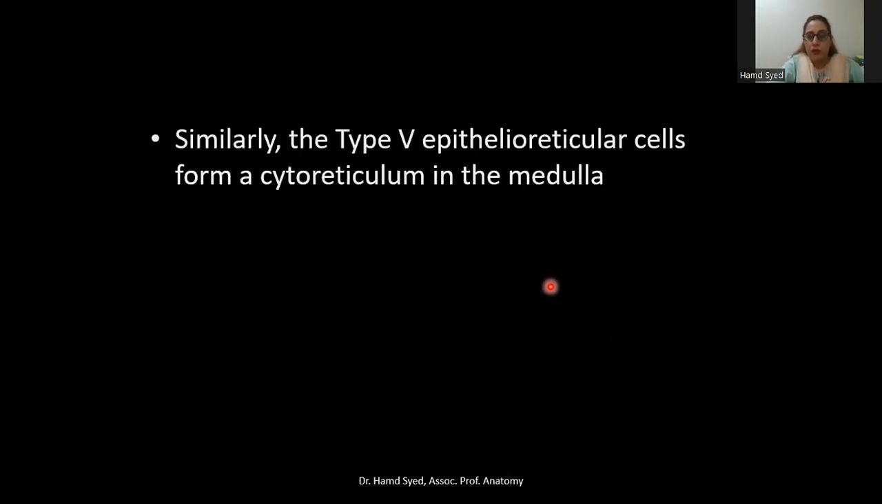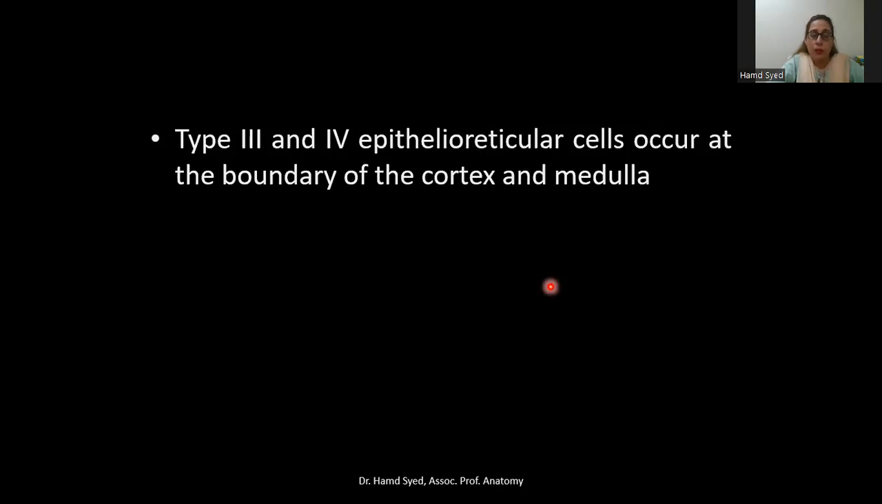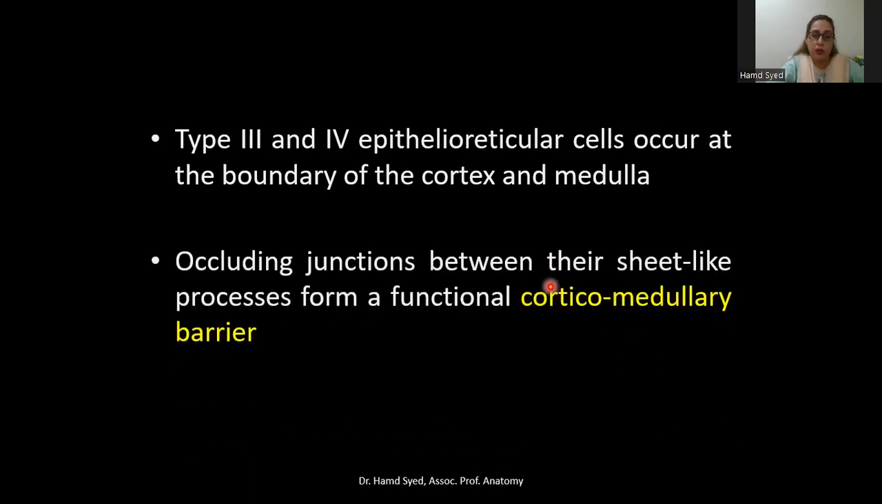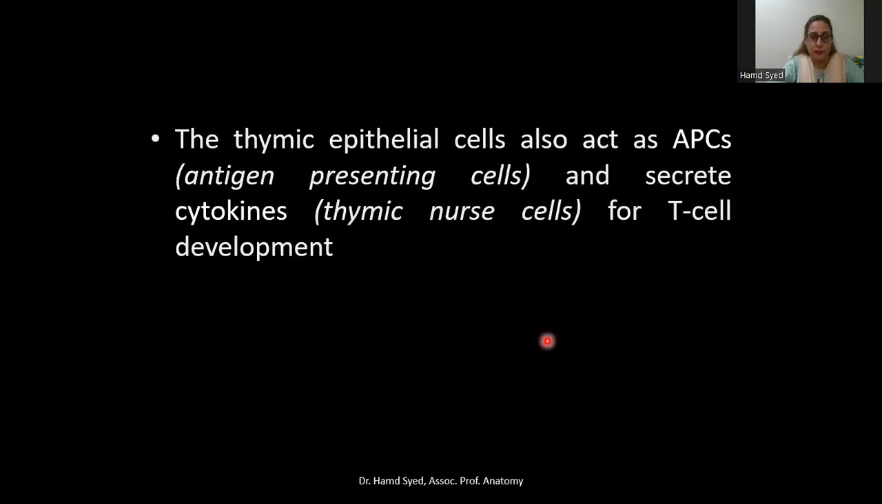Now, since we have mentioned a few types of epithelio-reticular cells, let's talk about the type 5 epithelio-reticular cells, which also form a cytoreticulum in the medulla. Whereas type 3 and type 4 epithelial reticular cells occur at the boundary of the medulla and the cortex, and including junctions between their sheet-like processes form a functional corticomedullary barrier. The thymic epithelial cells, like I mentioned before, act as antigen-presenting cells, and they also secrete cytokines for T cell development. So they're also known as the thymic nurse cells.